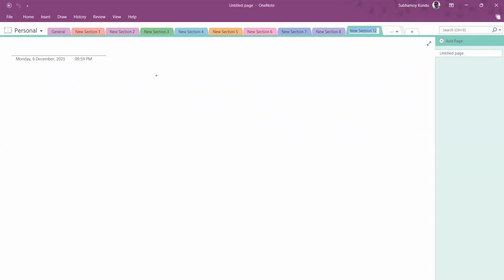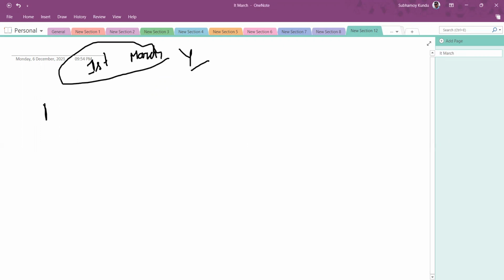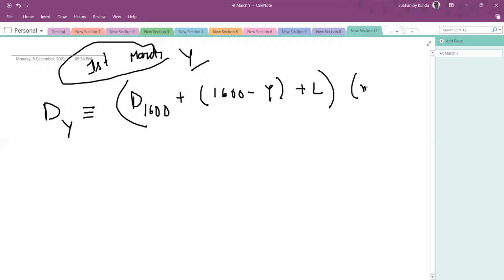Okay. So the idea is very simple. We are talking about the first of March of the calendar year y. Starting from 1600, Dy will be nothing but D1600 plus y minus 1600 plus L, mod 7. If we started from 2020, the idea is similar. It will be the same.